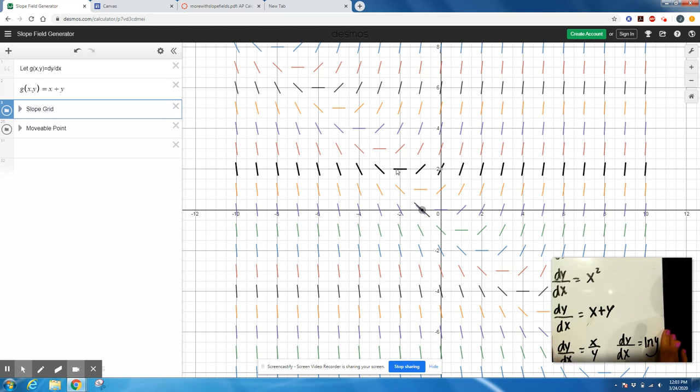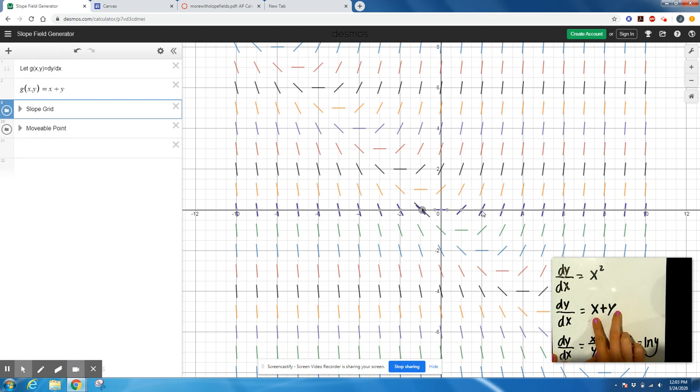Let's plug something else in. How about -3 and 3? When x is -3 and y is 3, I have this horizontal tangent right here. Let's go ahead and look at this random point at 2, 0. When x is 2 and y is 0, I have a slope of 2. In this field, this slope looks like it could be a slope of 2.